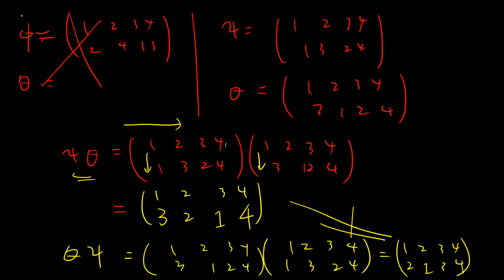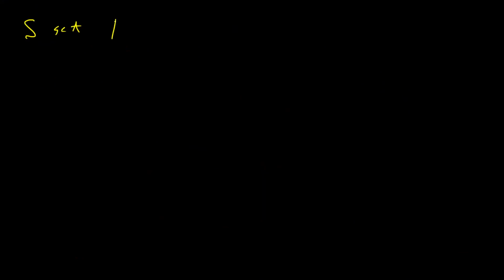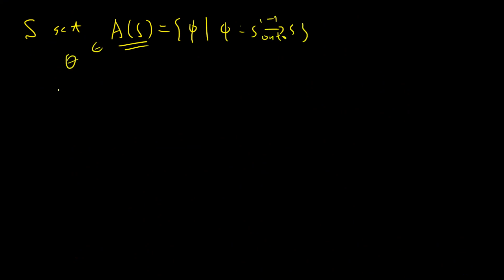Okay, but we can discuss more detail of the structure. So let's say S is a set, right? With that, let A(S) be the group. Basically, it's just the collection of all the phi. Okay, and then we pick an element called theta.